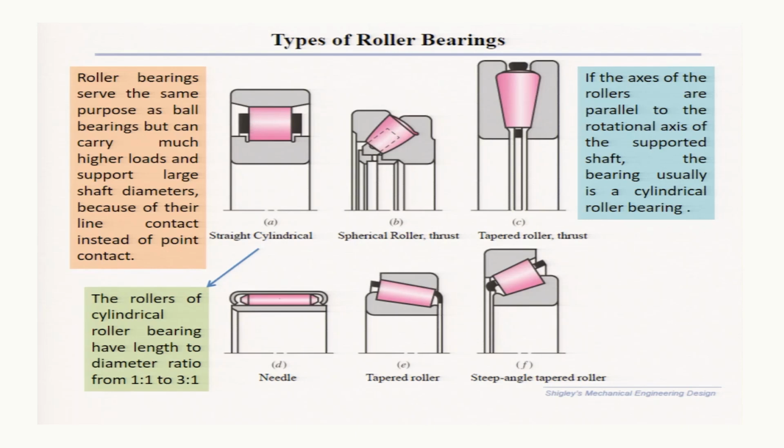So roller bearings serve the same purpose as ball bearings, but can carry much higher loads and support large shaft diameters because of their line contact instead of point contact. The rollers of the cylindrical roller bearing in this case have length to diameter ratio of 1:1 to 3:1. Now the axes of the rollers are parallel to the rotational axis of the supported shaft. The bearing usually is a cylindrical roller bearing.